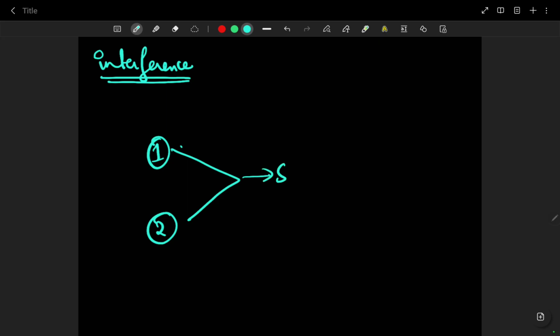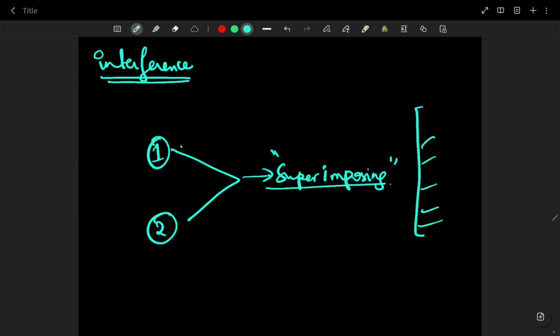So we need two light sources, and when you have two light sources, we are going to superimpose them. Superimposing basically means we are trying to add them up. When you add them up, they give you a certain pattern on the screen. We need that pattern for our discussion. But the most important condition, if you want to see interference in front of you, is that the phase difference of both must be zero or constant.